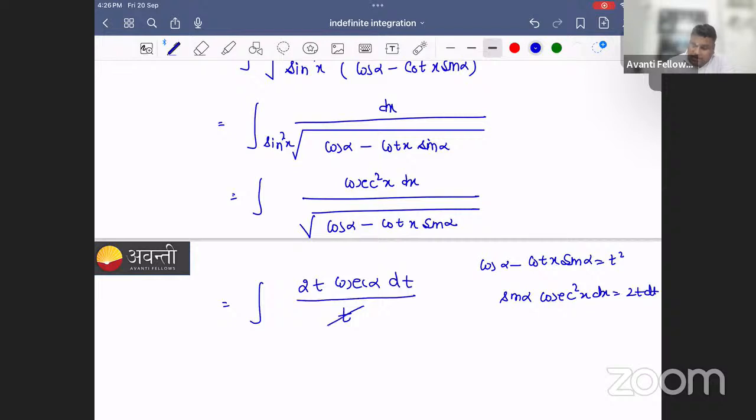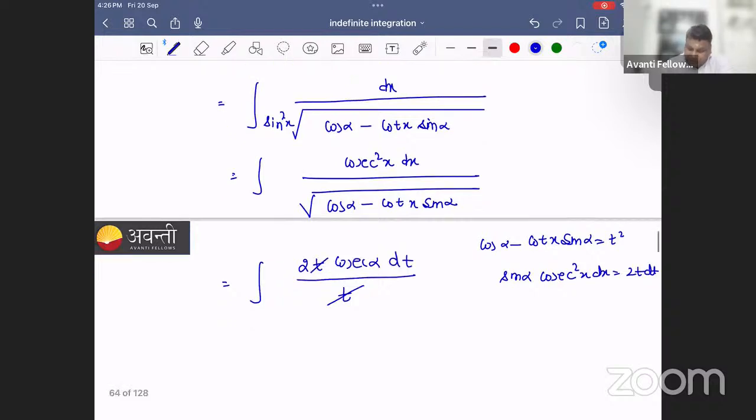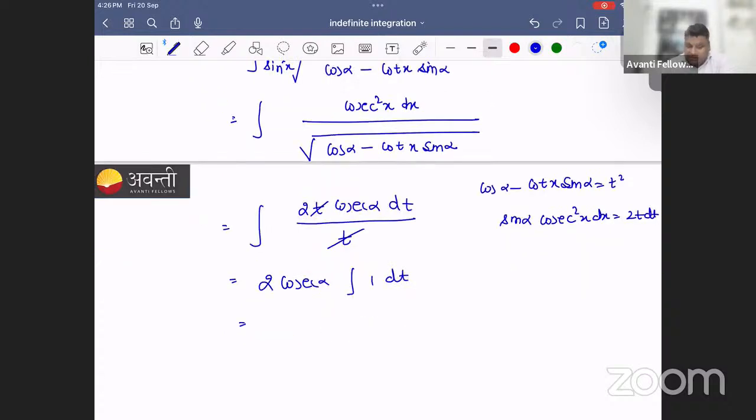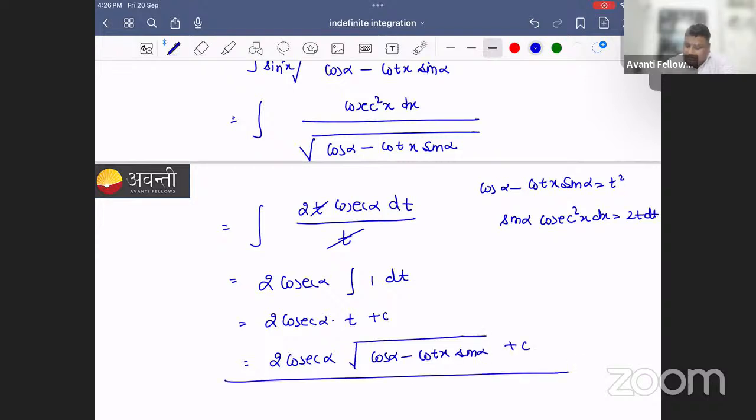Now this t and t cancel. 2 cosec alpha outside, you are left with 1 into dt. Integration of 1 is t. So 2 cosec alpha into t plus constant. And t is what? Under root of cos alpha minus cot x sine alpha. So it is 2 cosec alpha under root of cos alpha minus cot x sine alpha plus constant. This is your answer.